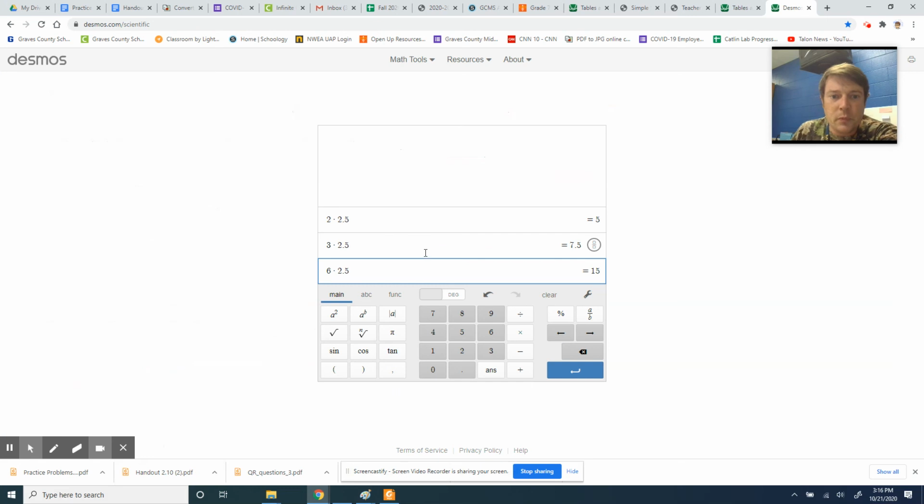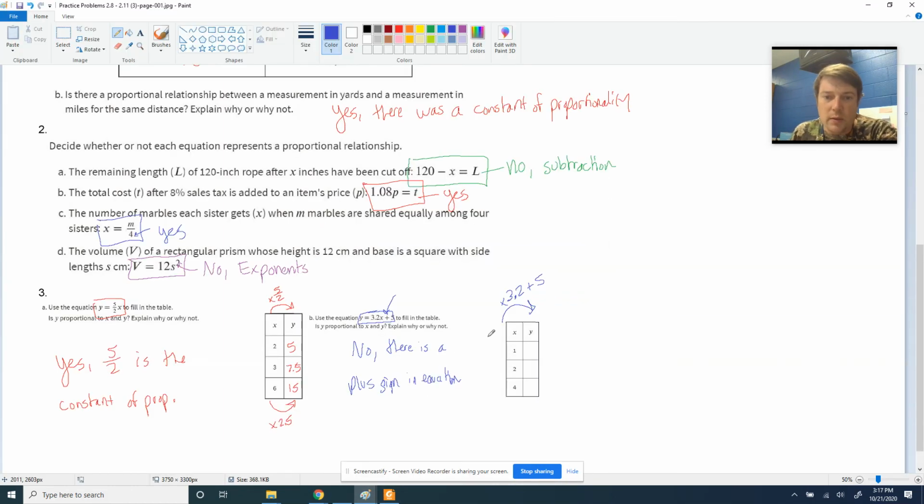Okay, so let me erase here. We're going to take 3.2 and we're going to multiply it by our x, which in this case is a 1, and then we're going to add 5. Okay, so the first one is 8.2 when we put 1 in x's place. So 8.2 for this first one.